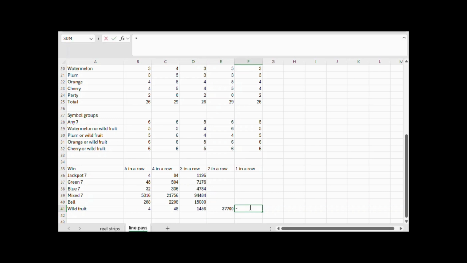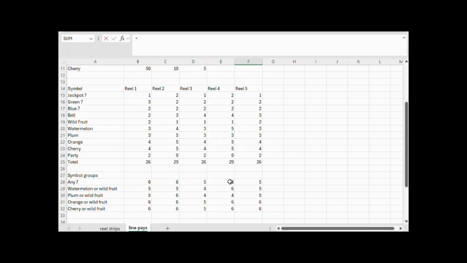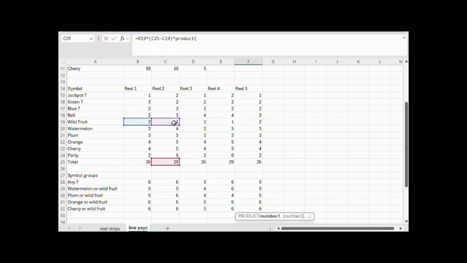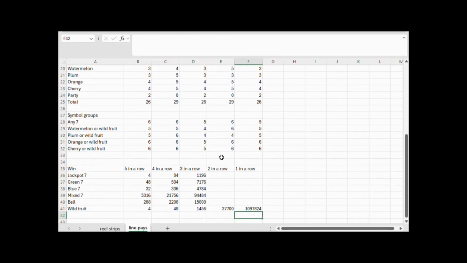And finally, and I don't see this very often anymore, but the player can get paid for just 1 wild fruit. It's going to be 2 times the number of ways you can get anything else on reel 2, 29 minus 1, times the number of ways you can get anything on reels 3, 4, and 5. And again, we will deal with the double counting later.